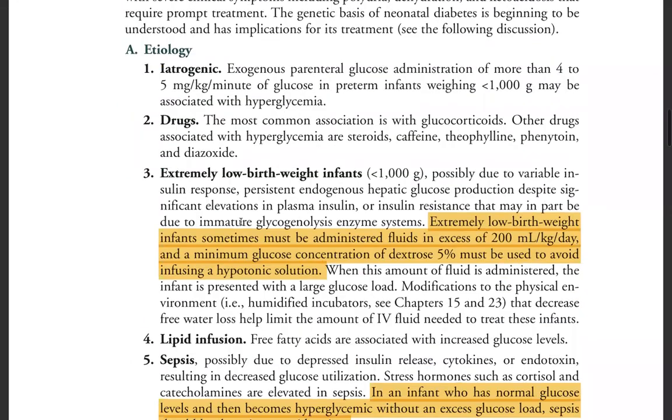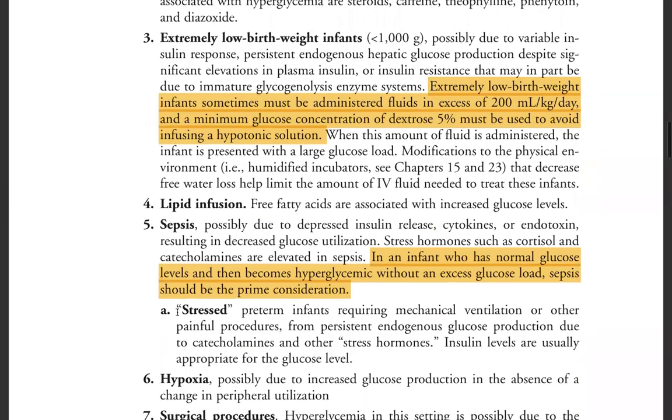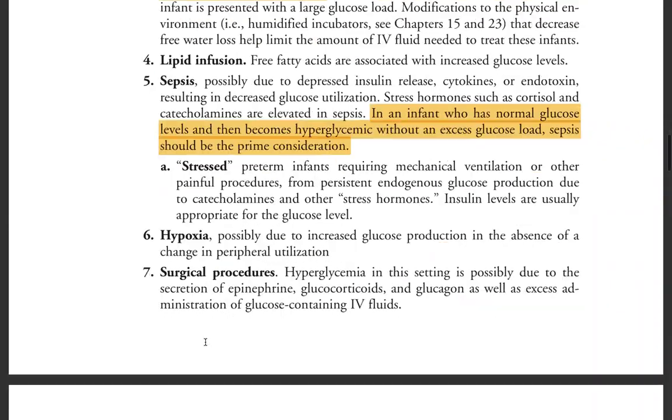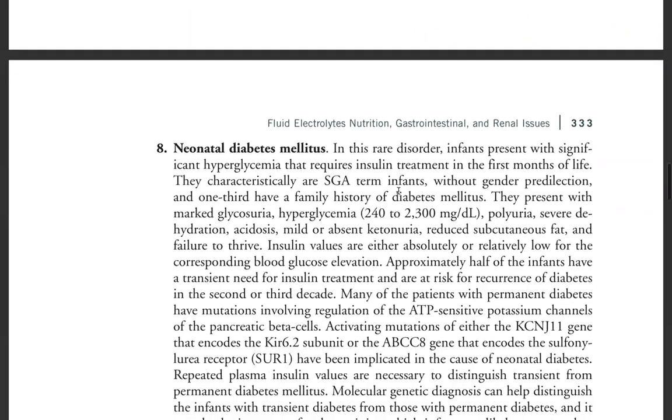Etiology: eight etiologies you have to write. One is iatrogenic, another is drugs, another is extremely low birth weight infants. Then lipid infusion, sepsis, and stressed preterm. And hypoxia and surgical procedures, and neonatal diabetes mellitus. Neonatal diabetes mellitus is one condition where there will definitely be a persistently increased insulin requirement.